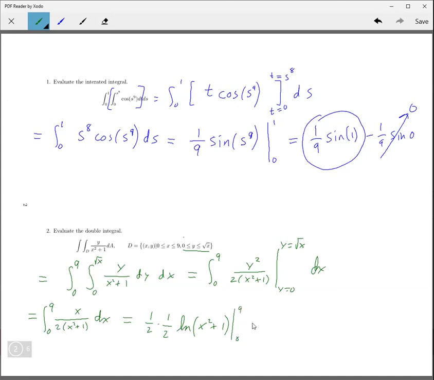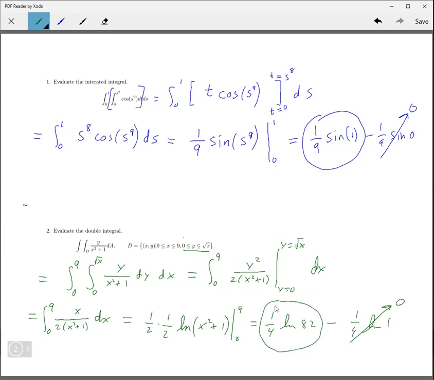Okay, so from 0 to 9. So that's going to be 1/4 log of, you put a 9 in here, you get 81, log of 82, really? That's weird. Minus 1/4 log of, if you put a 0 in, then that's going to be log of 1, which is 0. So it's 1/4 log of 82. Okay, great. So that's the answer right there.